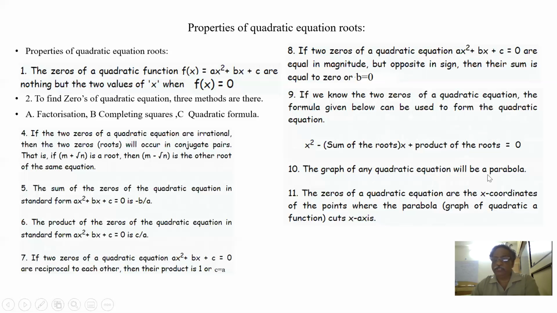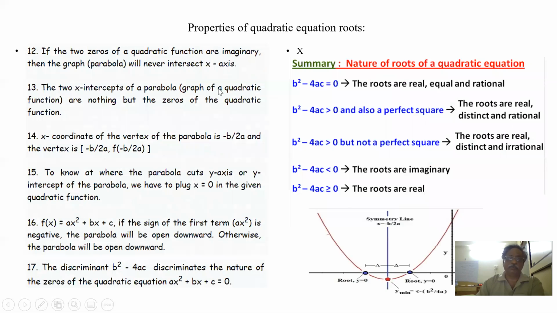Graph of any quadratic equation is a parabola, because y is equal to x square is a parabolic equation. The zeros of a quadratic equation are x coordinates of the points where the parabola is touching the graph. Let us see some more formula. If the two zeros of a quadratic function are imaginary, they are not touching the x-axis. They are only touching the y-axis or some other point. The two x-intercepts of a parabola are nothing but the zeros of the quadratic function.